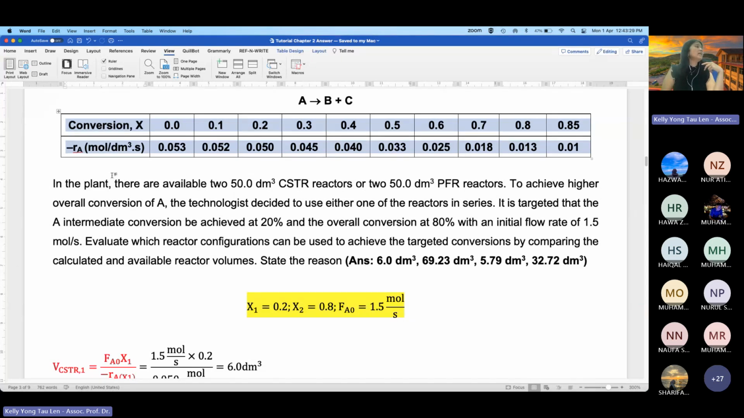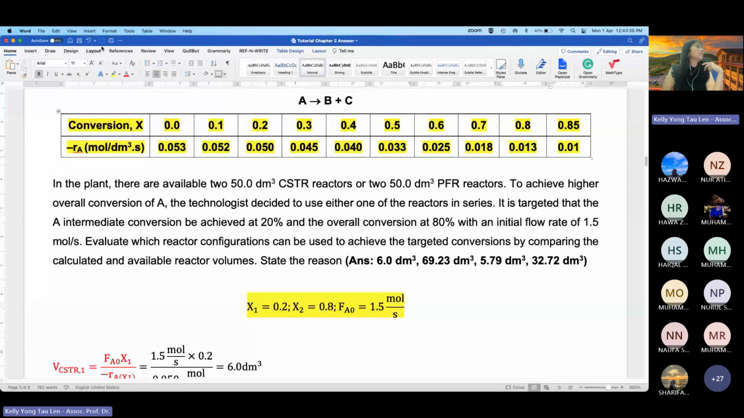The question says that in the plant they have available 250 dm cube of CSTR reactor or 250 dm cube of PFR reactor. So in my plant now, I have 2 PFR and 2 CSTR, all 4 with equal volume of 50 dm cube. Imagine your plant now has 4 reactors, all 50 dm cube volume. So VCSTR1, VCSTR2, VPFR1, VPFR2 are all 50 dm cube.